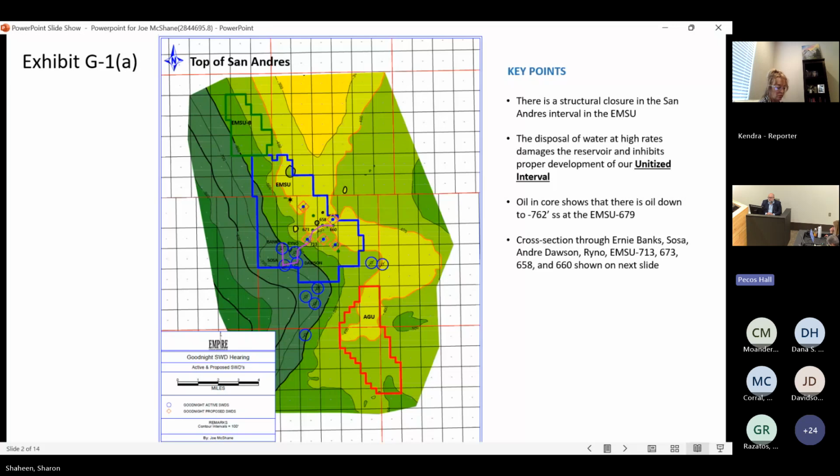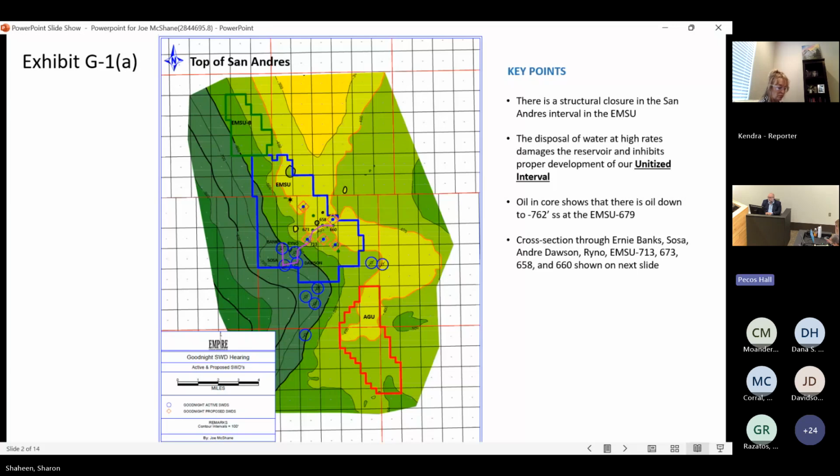And just to make sure there's no confusion here, this Exhibit G1A was attached to your testimony, right? That is correct. Was there any change made to this exhibit for your presentation today? The only thing we changed for the presentation is we dropped off all of the existing producing wells other than the disposal wells, just to make it clearer to see on the screen.